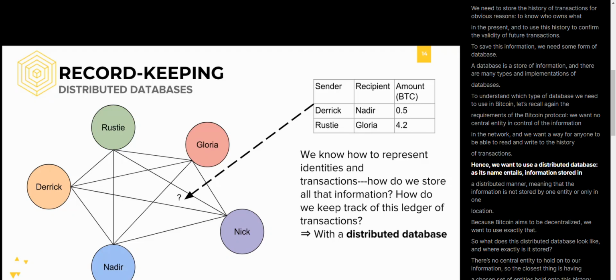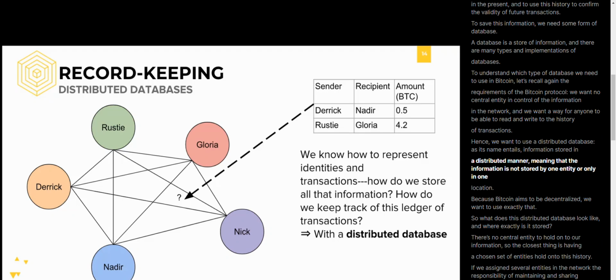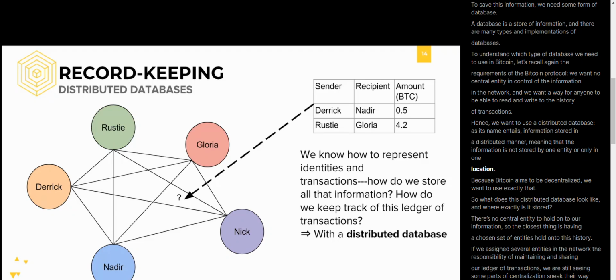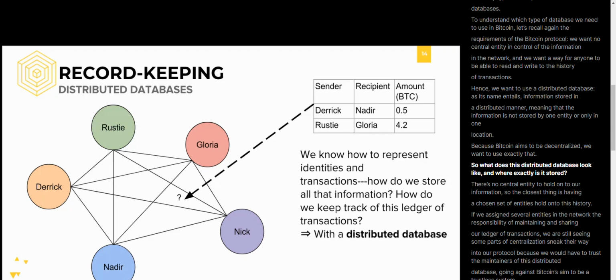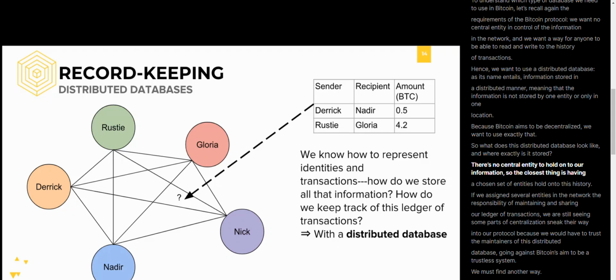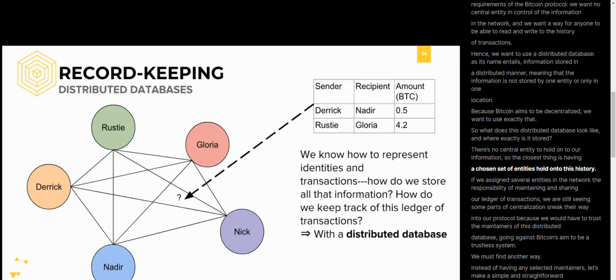As its name entails, information is stored in a distributed manner, meaning that the information is not stored by one entity or only in one location. Because Bitcoin aims to be decentralized, we want to use exactly that. So what does this distributed database look like, and where exactly is it stored? There's no central entity to hold on to our information, so the closest thing is having a chosen set of entities to hold on to this history.